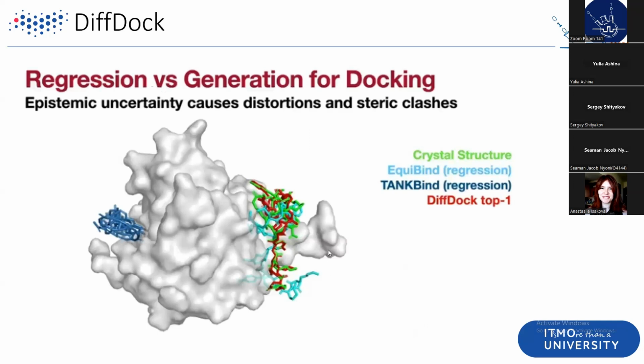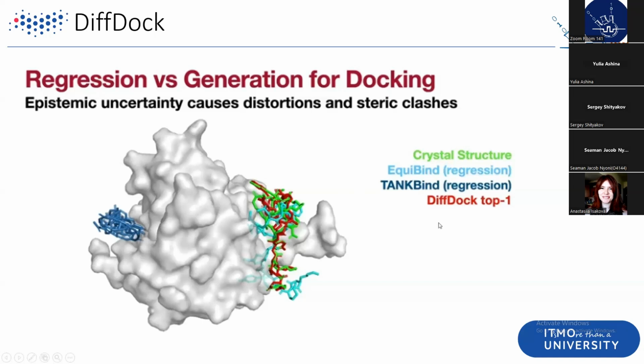Okay, and I would like to say a couple of words about the new algorithm we have now. It's the DiffDock algorithm. It was published just a couple of months ago, by the guys from MIT using a machine learning technique. Epistemic uncertainties cause distortion and steric clashes. Yeah, and this is exactly what they have: steric clashes and distortions. So it's also a big drawback of this algorithm, but it still works quite well in terms of the clustering.